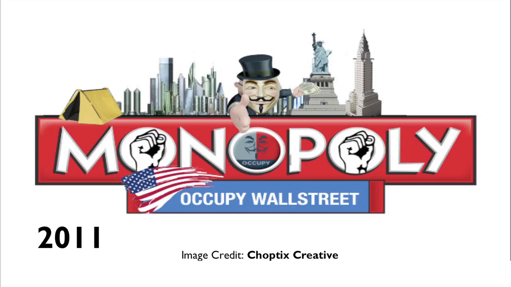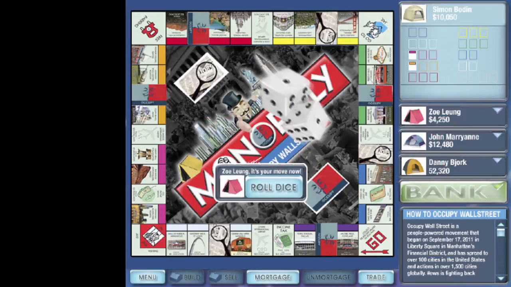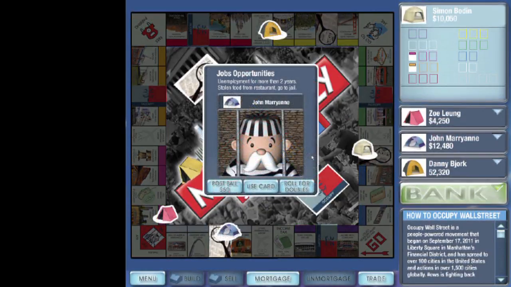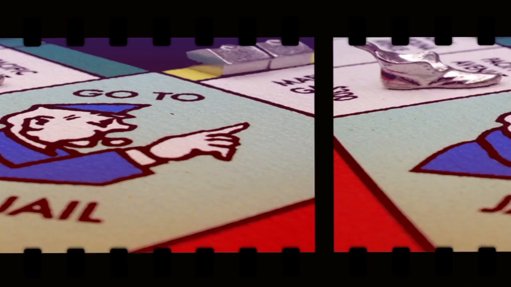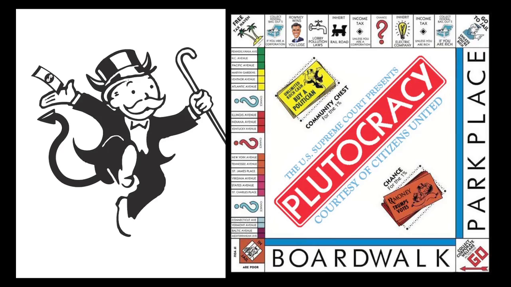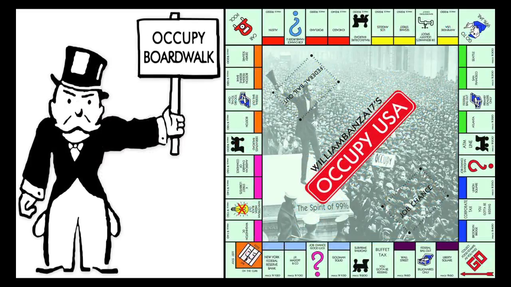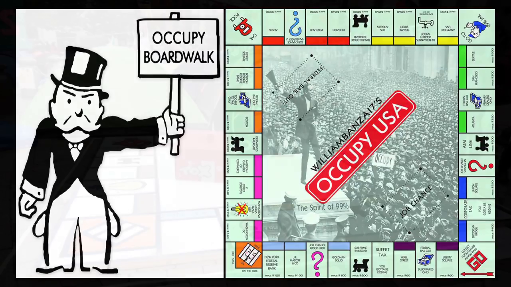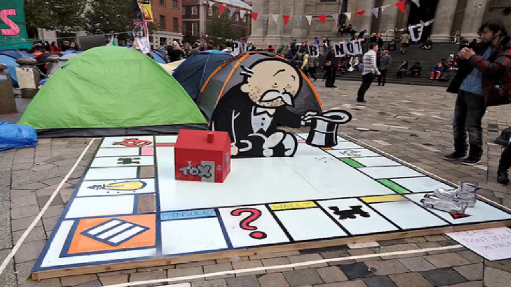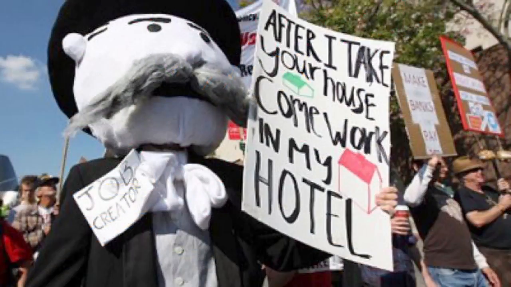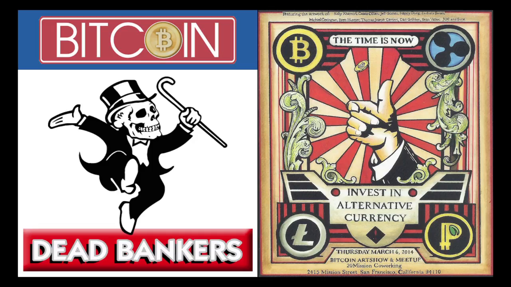Several decades later, the Occupy Wall Street movement picked up the game. Here's an online version where, if you can't pay your mortgage, you go to jail, go directly to jail. The Monopoly man became a devil in a tuxedo, and there was a new game, Plutocracy. Then he was a picketer, and the game was Occupy USA. The mystery artist Banksy took his Monopoly message to the street. In marches, the Monopoly man said sweetly, "After I take your house, come work in my hotel." And now new Bitcoin versions of the game are being proposed.